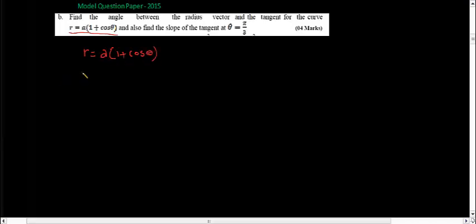If you differentiate this r with respect to theta, it becomes dr by d theta, which is equal to a into, this is constant, which becomes 0, and derivative of cos theta is minus sin theta. This is nothing but minus a sin theta.